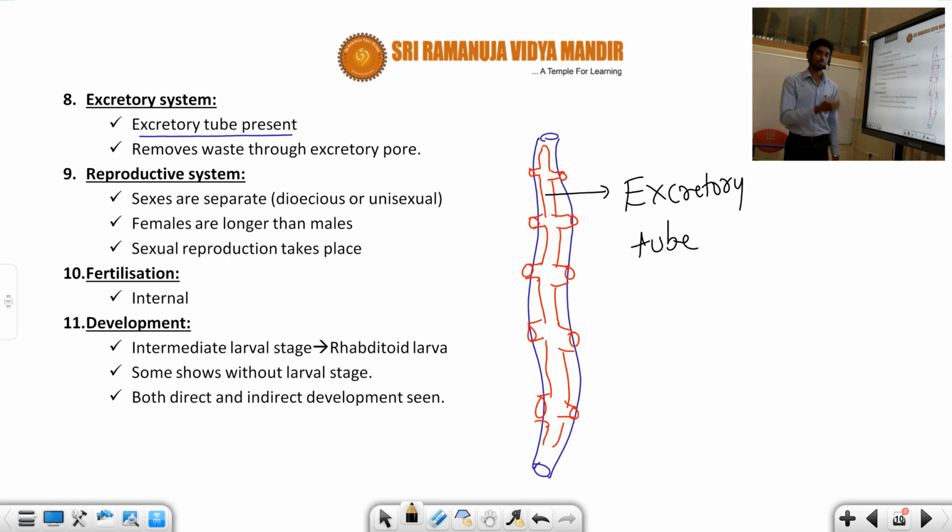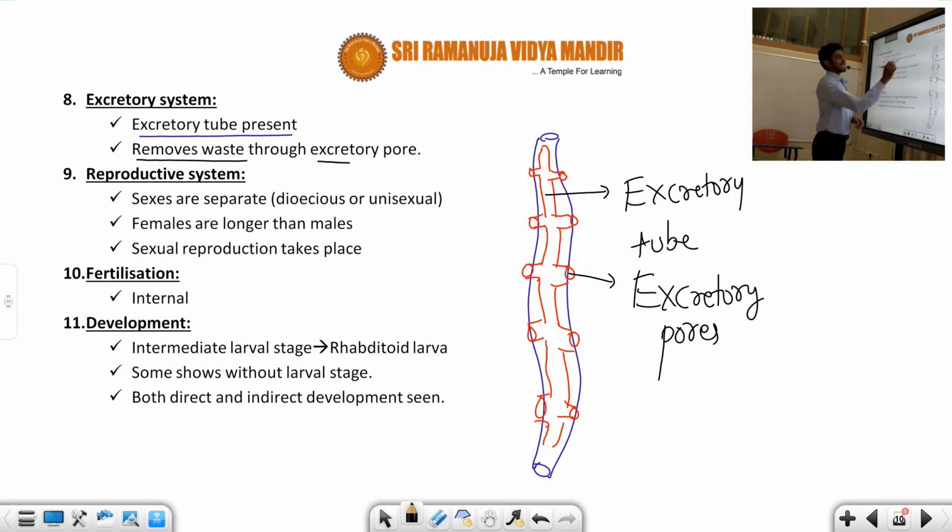Excretory pores. So here you can see the excretory system. The excretory tube is present here, and it removes the waste through the excretory pores. Suppose the material is there, for example, the material is to be passed like this. This represents the waste material. Fine, so this is about the excretory system, student.